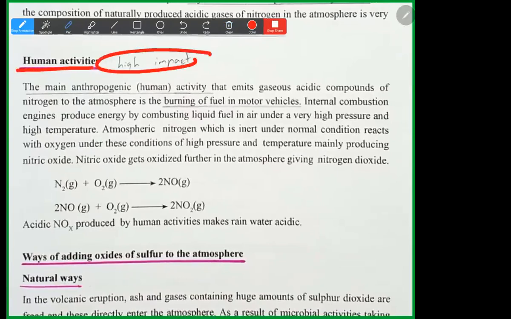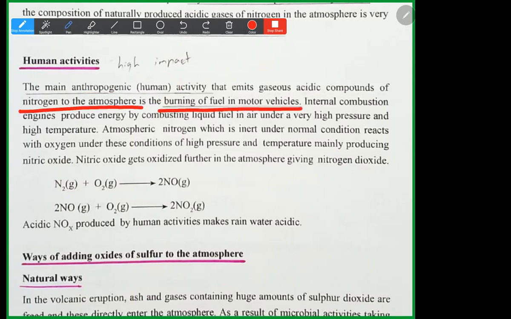Human activities have the high impact. The main anthropogenic, human-related activity that emits gaseous acidic compounds of nitrogen to the atmosphere is the burning of fuel in motor vehicles. So that is the main disadvantage. Internal combustion engines produce energy by combusting liquid fuel in air under very high pressure and high temperature. Atmospheric nitrogen is inert under normal conditions.